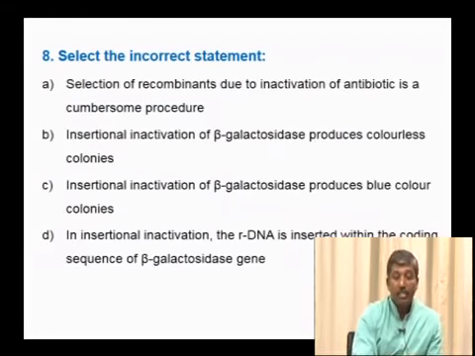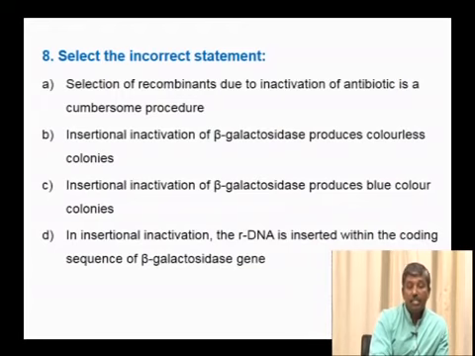Next, select the incorrect statement. Selection of recombinants due to inactivation of antibiotic is a cumbersome process. Obviously, antibiotic resistance selection is a tedious or lengthy process. Insertional inactivation of beta galactosidase produces colorless colonies. Insertion within the beta galactosidase gene produces colorless colonies. So it is also a correct statement.